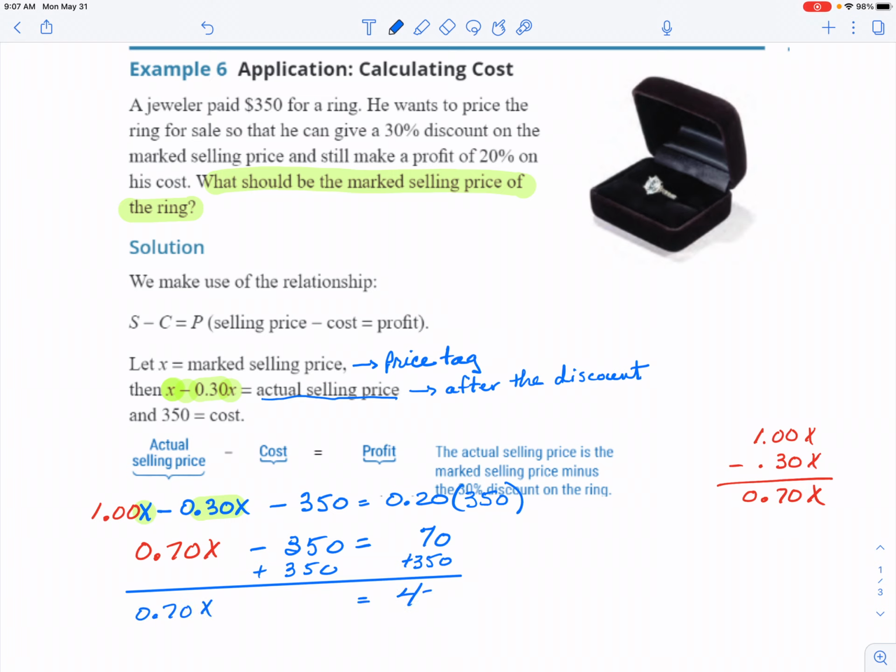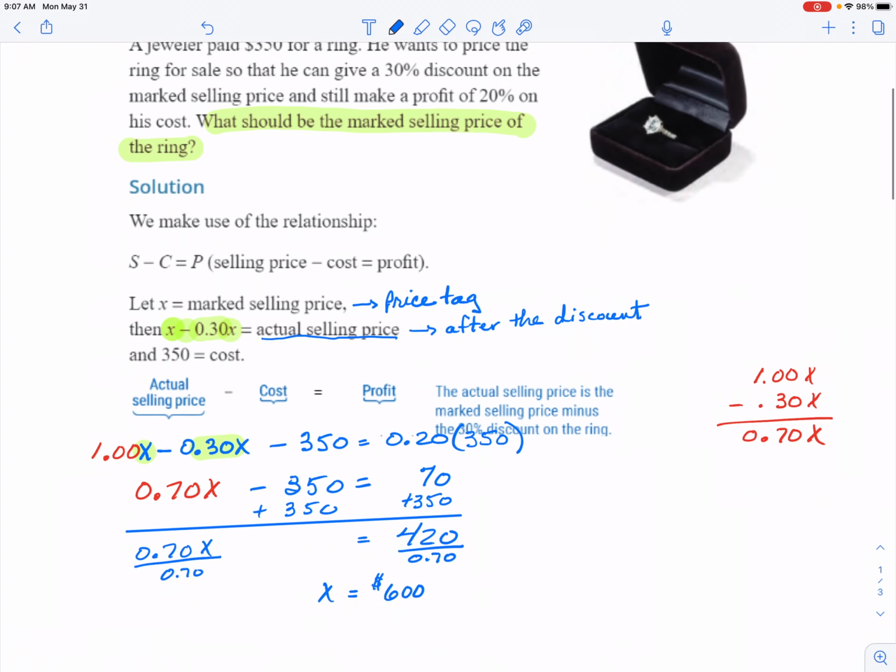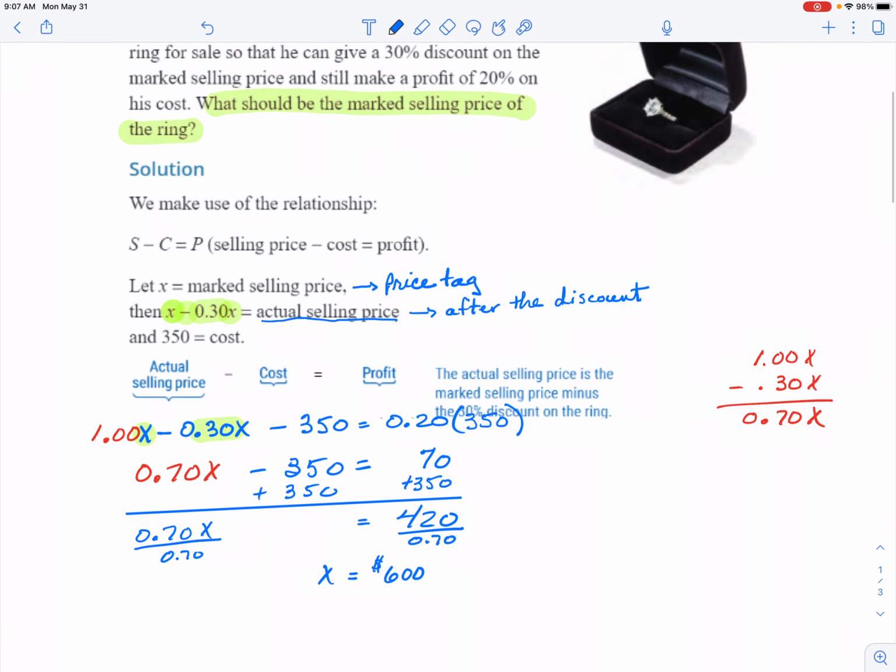What is that, 420? And then dividing by 0.70, we get $600. So what is that $600? You look back up here to see what X represented. That's the marked selling price, which, in my mind, is what he puts on the price tag.